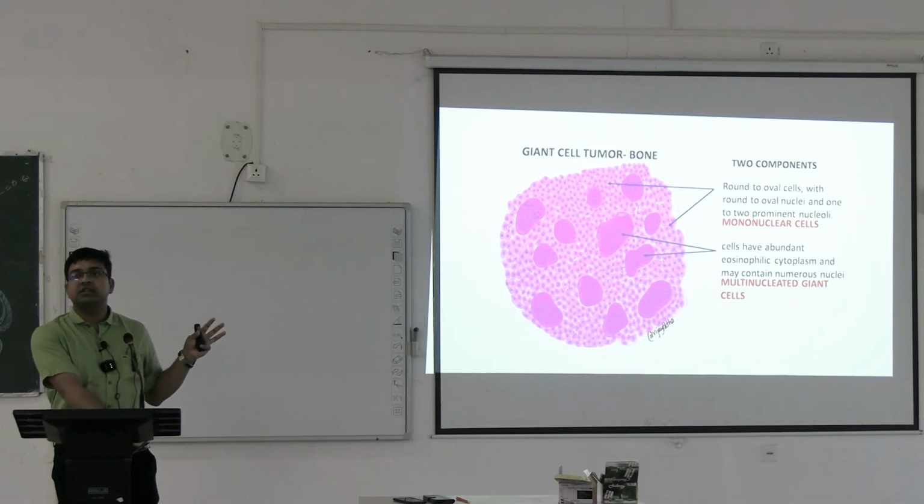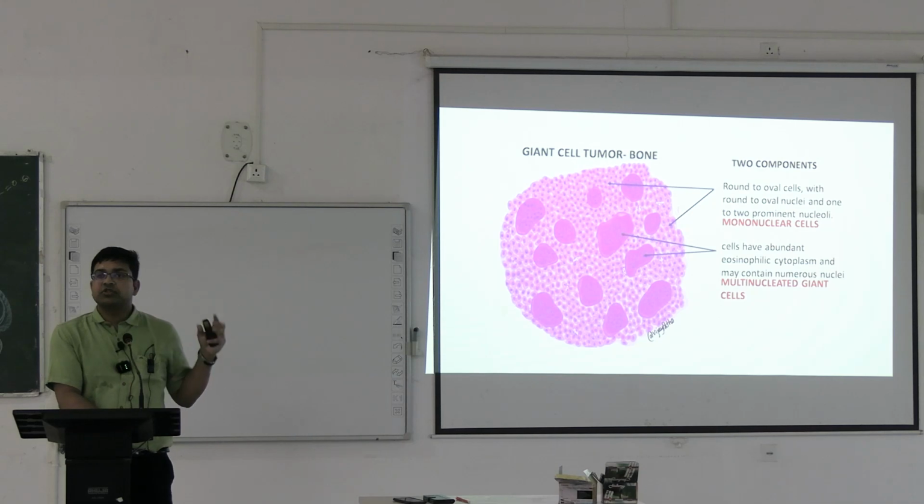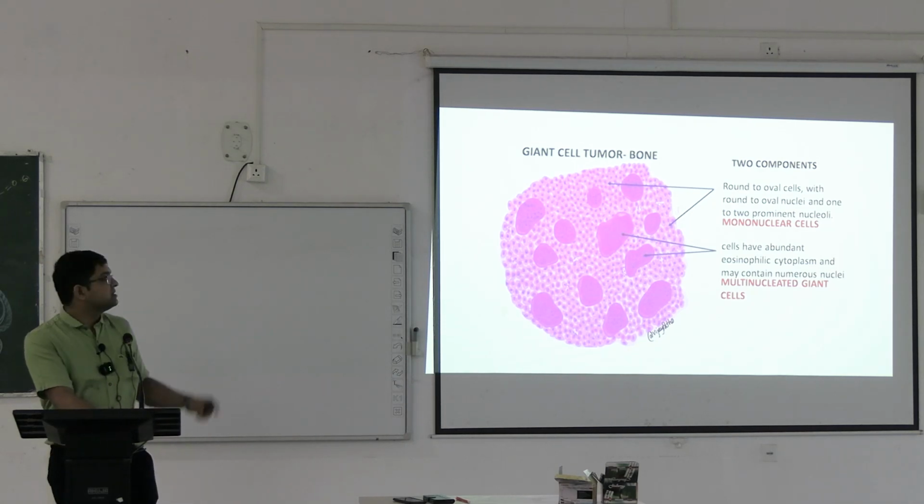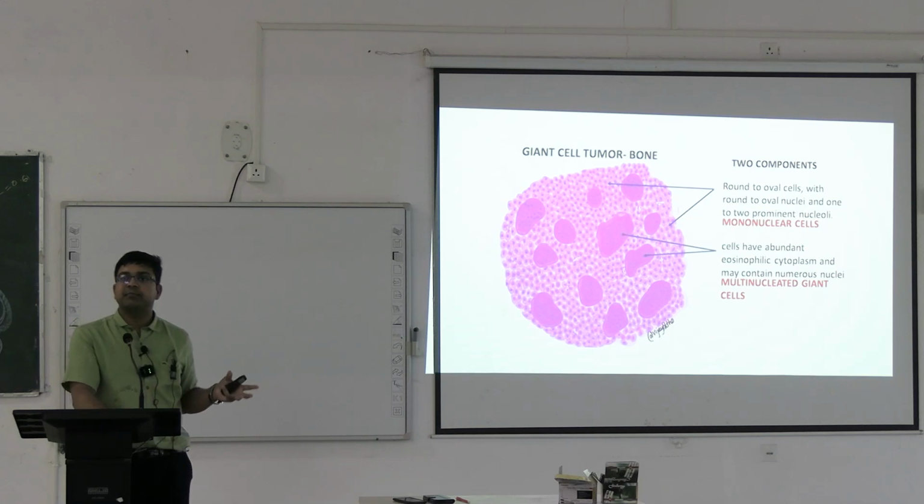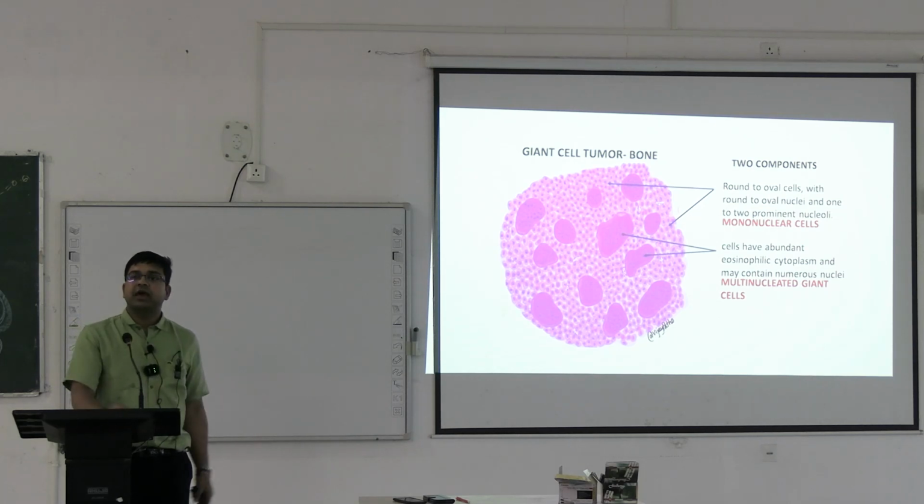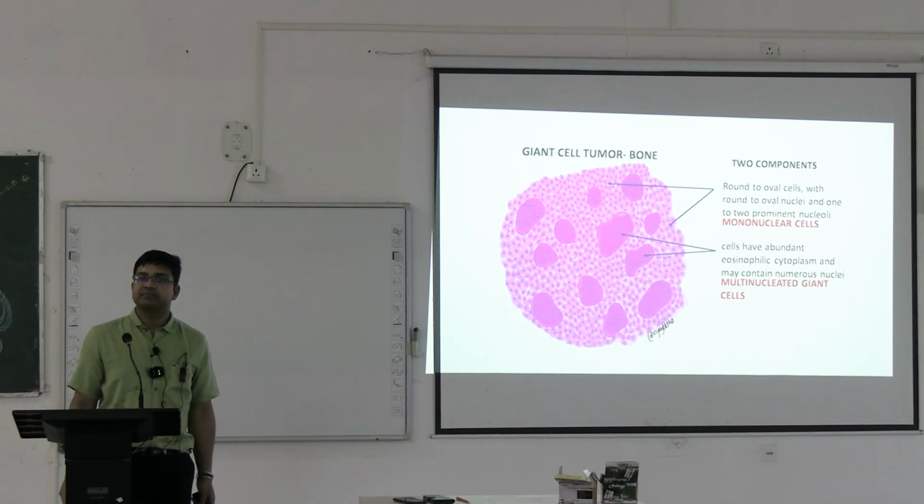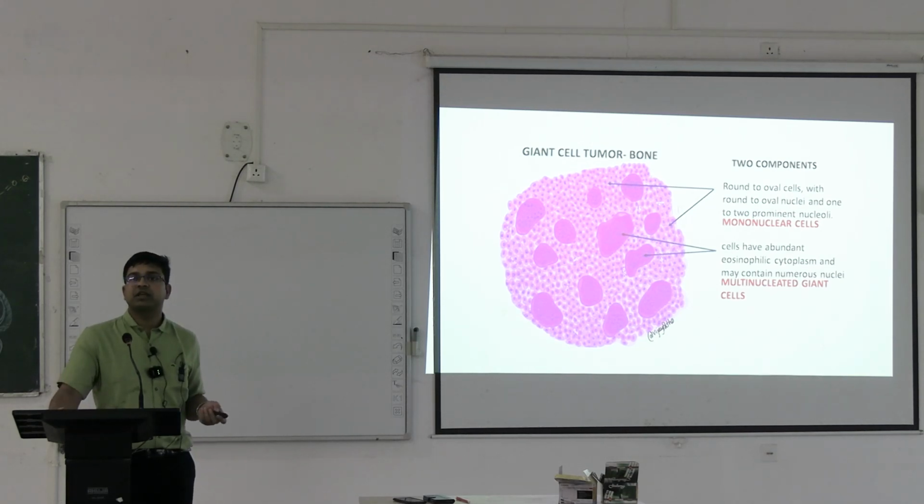And the giant cell is known as an osteoclast-type multinucleated giant cell, and it contains eosinophilic cytoplasm and numerous nuclei. Osteoclast-type multinucleated giant cell, which has eosinophilic cytoplasm and numerous nuclei.